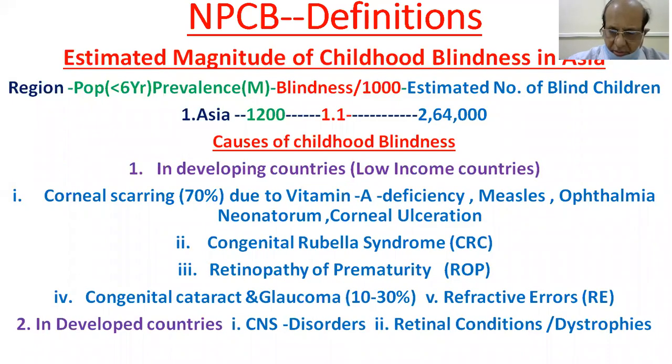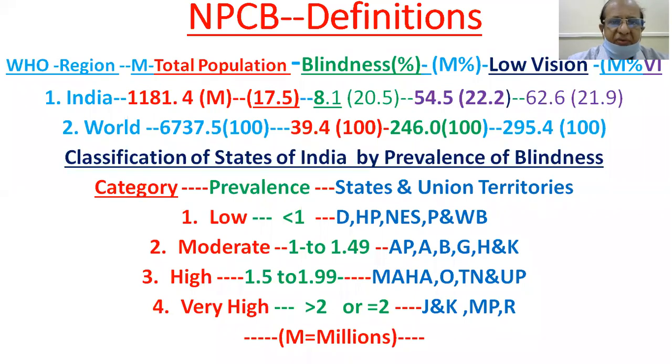Coming to the classification of states of India by prevalence of blindness. As per the prevalence of blindness, the states are categorized as low, moderate, high, or very high. Low is less than 1, moderate 1 to 1.49, high 1.5 to 1.99, very high 2 or more.